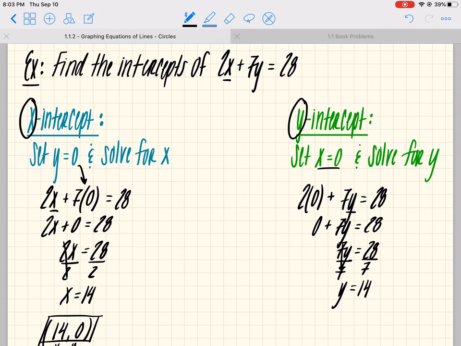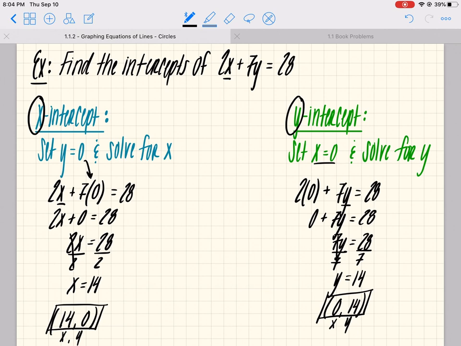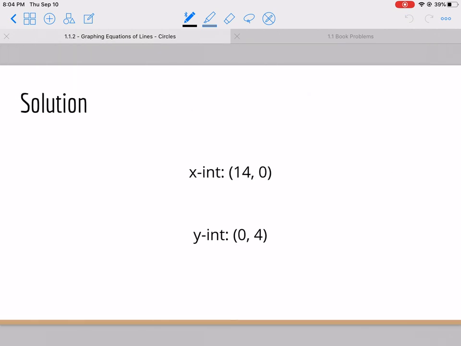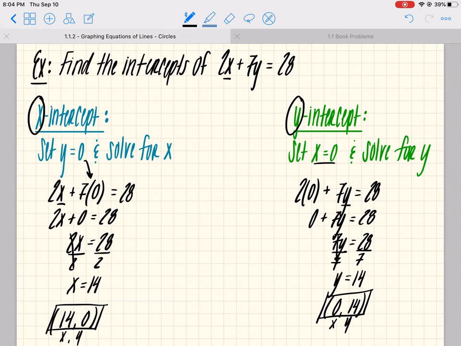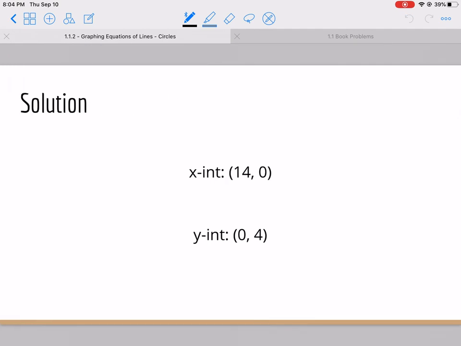Hey, happens to be the same one. Awesome. Okay, and then your answer here now is 0, comma 14 because x is 0 and y is 14. Okay, so again, just write it as a coordinate point for your last step. Oh, and here, I made a mistake. This should be 0, comma 4. What am I thinking? 28 divided by 7 is not 14. My brain. So 0, comma 4. Hopefully you guys caught that mistake.